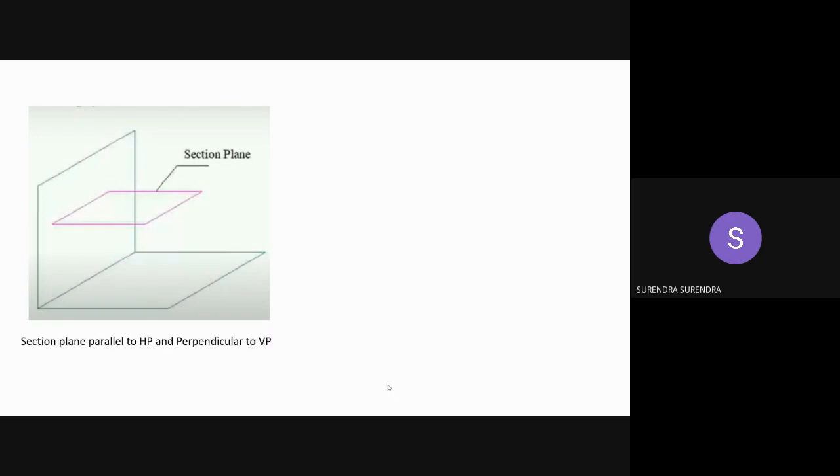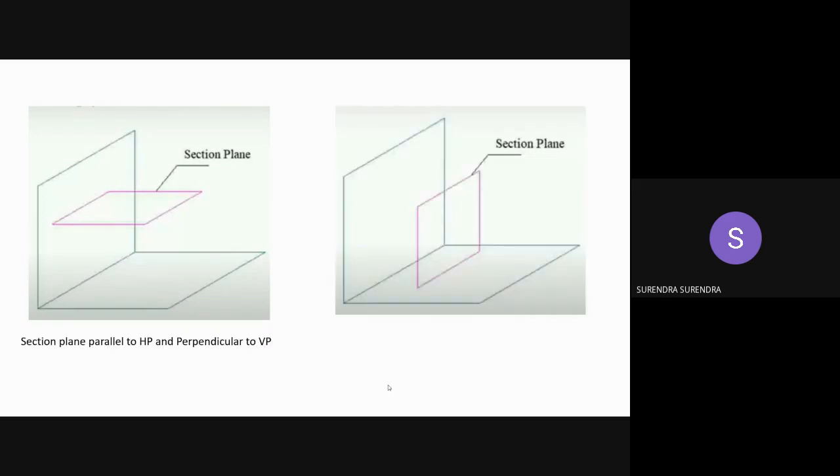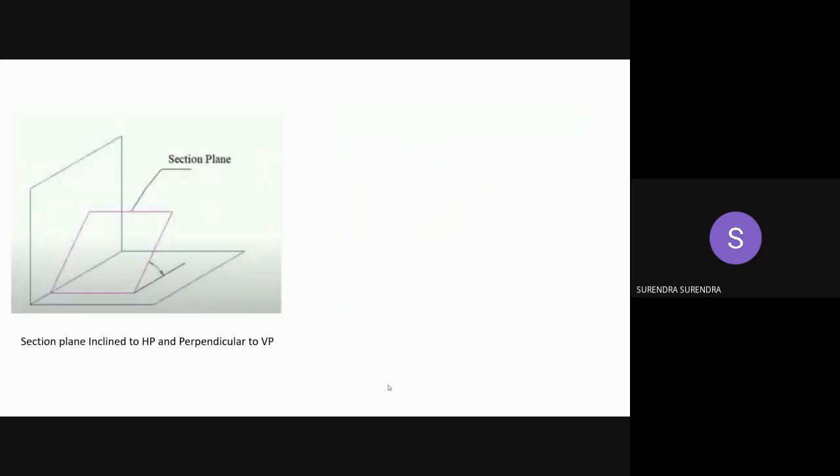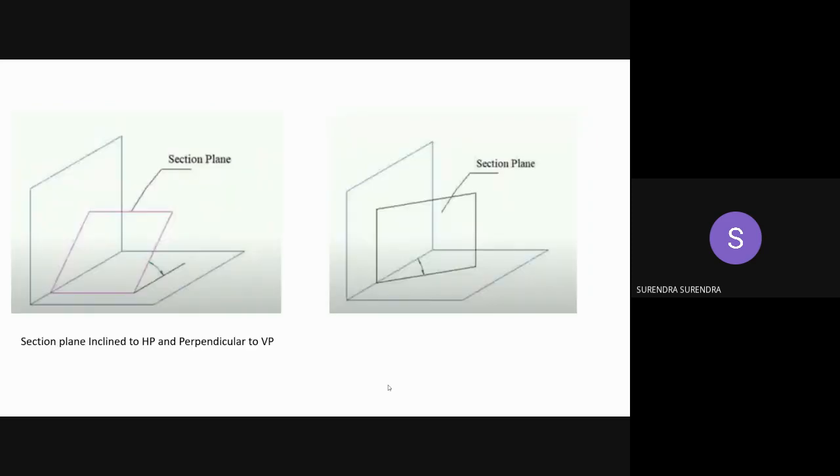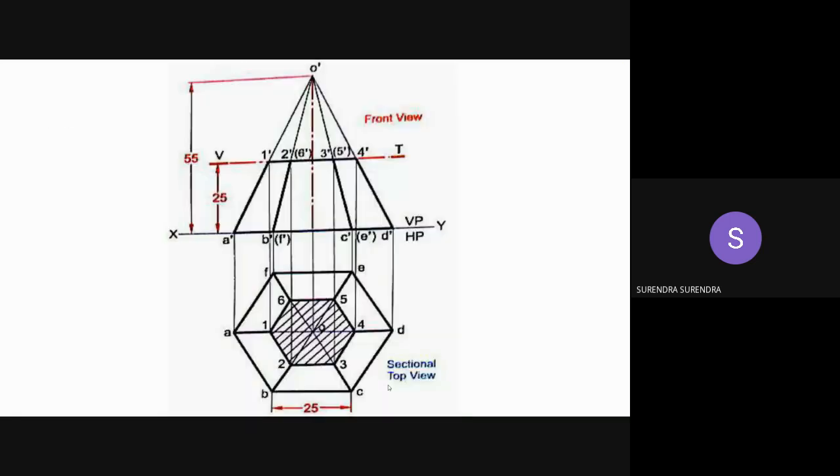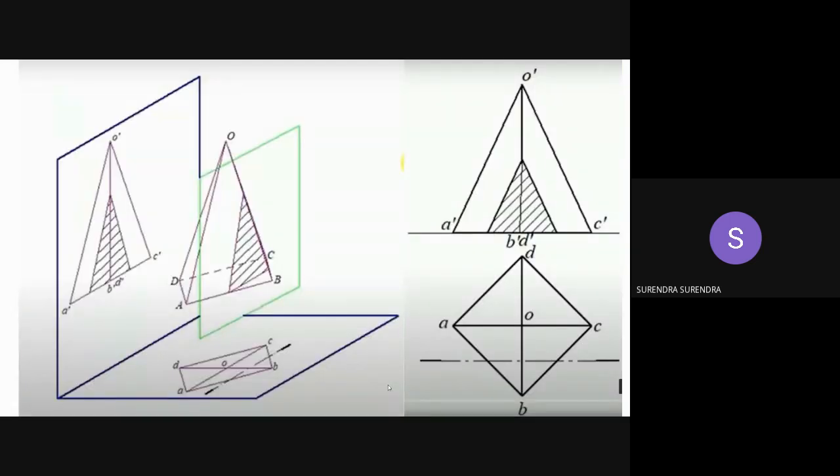And coming to the next problem, when the cutting plane is perpendicular to horizontal plane, or when the cutting plane is inclined to any of the reference planes, that is either inclined to horizontal plane or inclined to vertical plane. So problems 1, 2, 4 we completed.